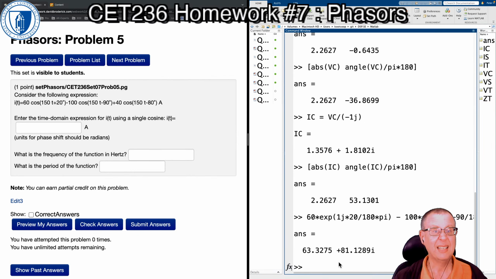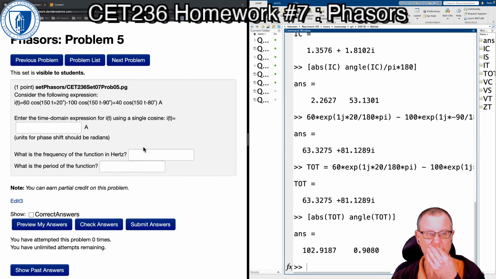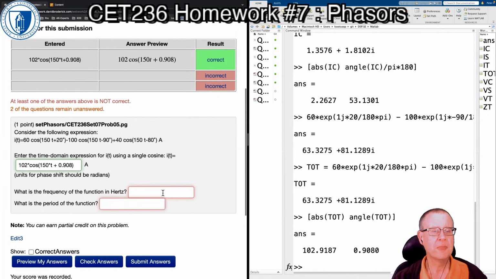Right, so there's my answer. In fact, let's just put that in, and then we can say absolute value of total and the angle of total, and so that's 102 times cosine of 150 times t plus, and it should be in radians, 0.908, and let's see if that works. Yeah, that looks good. What is the frequency of the function in hertz?